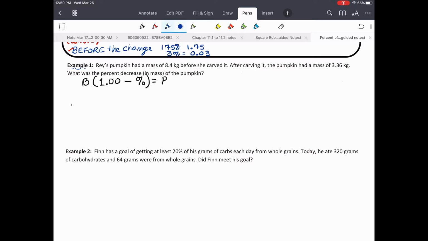Okay, so now the base in this problem is, remember, the whole, the before, and this literally has the word before right next to it. So 8.4 kilograms before, so I'm going to write that as 8.4. And then this 1.00 is not affected by anything. It's just always going to be a 1 minus. And then if you look at this problem, there's no percent. It is missing the percent for sure. All right, so that means we don't know what the percent is. So we're going to put n. That's the unknown in this problem. The part we do know. The part is 3.36.